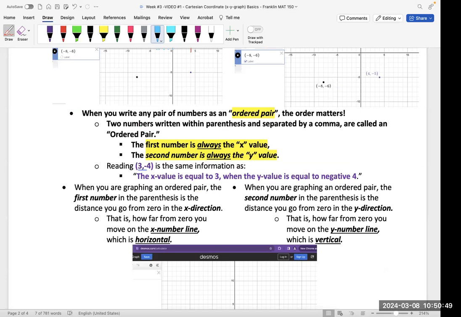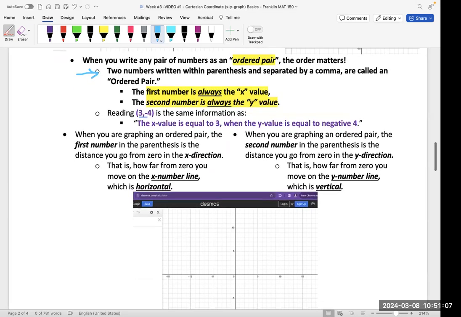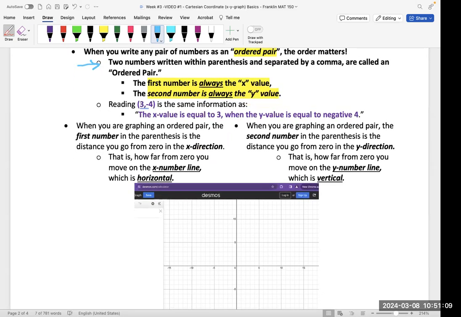Now, when you write a pair of numbers as an ordered pair, the order matters. The two numbers written within parentheses and separated by a comma are called an ordered pair. We also use this notation for interval notation, but given the context of the math problem and the math question, you'll know whether we're talking about an ordered pair or an interval of numbers.